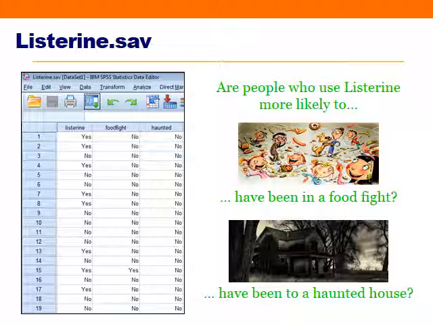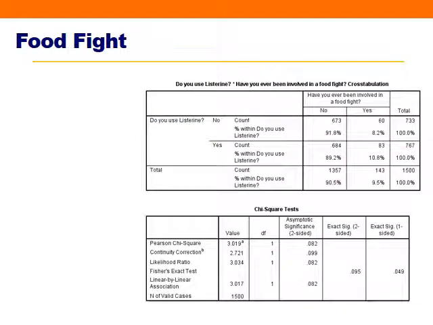And in the Cells menu, we check the row percentages box so that we can find out what percentage of Listerine users have been in a food fight and what percentage of non-Listerine users have been in a food fight. On this slide, I show you the output from that chi-square test, and I encourage you to try recreating this on your own to make sure you get the same numbers.